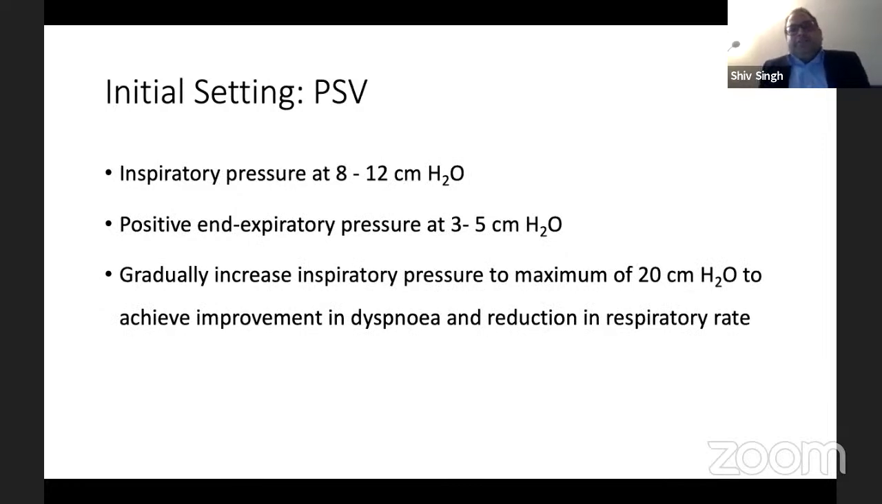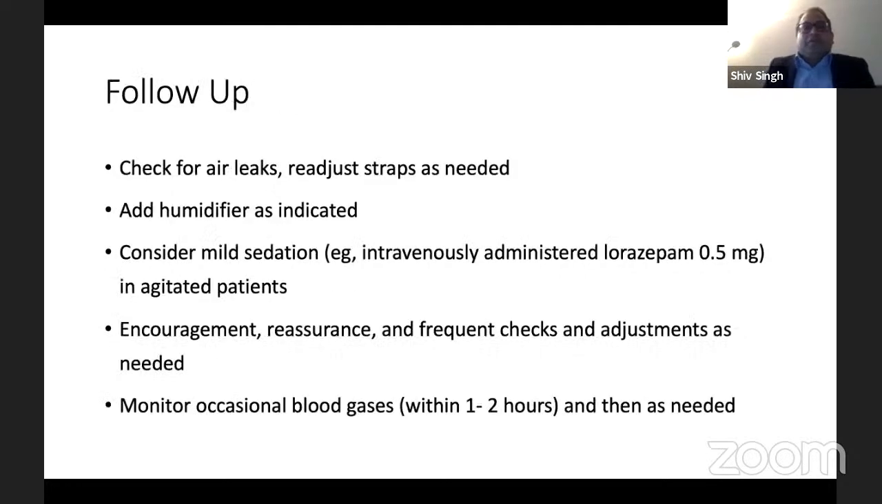In some situations, you can use pressure support ventilation. Again, this is good not only for supporting the ventilation, but also for getting rid of the CO2. Here the inspiratory pressure is set at around 8 to 12 centimeters of water, and a positive end-expiratory pressure at around 3 to 5 centimeters of water. And then you can gradually increase the inspiratory pressure up to 20 centimeters of water. You don't actually have to go to 20 centimeters. Once you get adequate tidal volumes and there is improvement in dyspnea and the respiratory rate comes down, you can be around 15, 20, whatever is suitable for that particular group of patients.